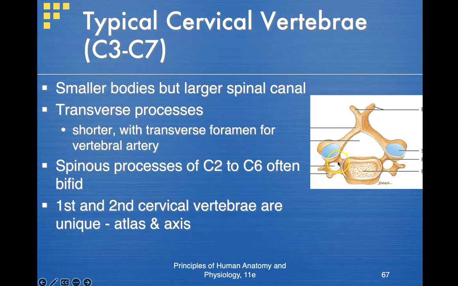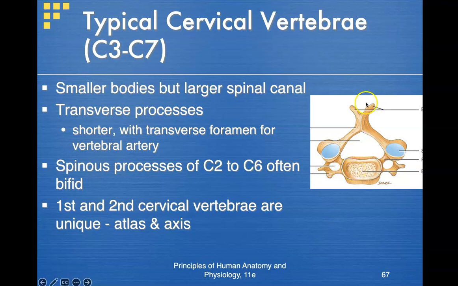That's because we need these transverse processes to have foramen that allow blood flow, so blood vessels, up to the head, and nerves as well. So it's kind of an important foramen. Especially blood vessels like the vertebral artery run through those transverse foramen.